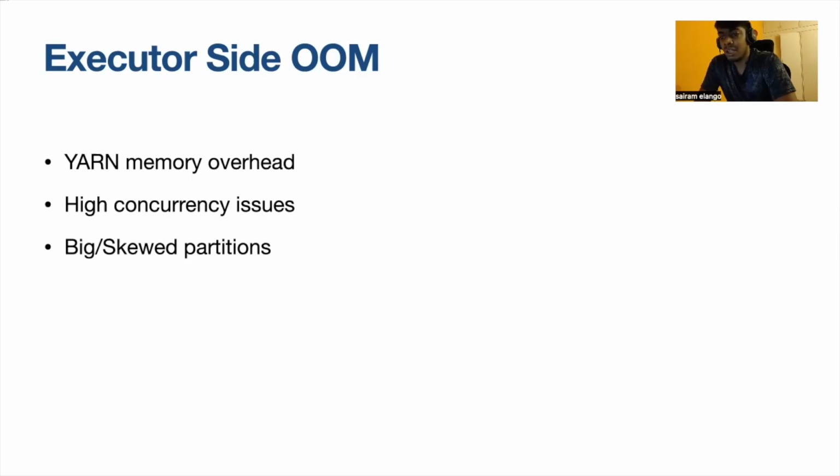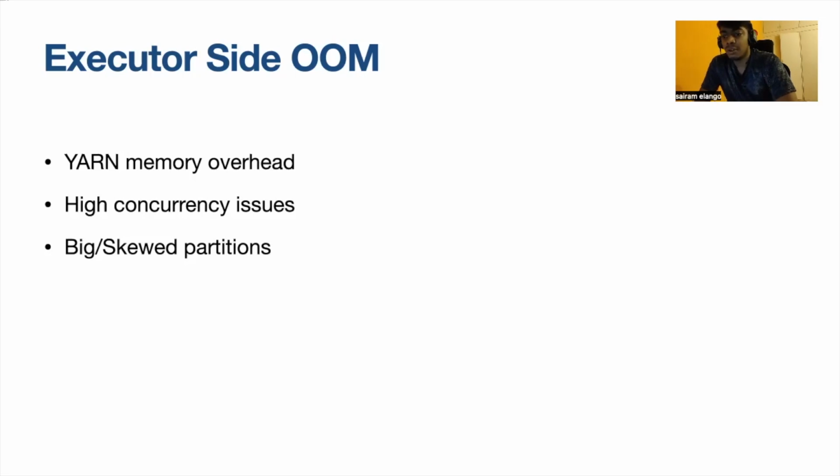Usually our data is in a compressed format, that is in Parquet or ORC file format, and during processing the executor will uncompress the data. So apart from the metadata, the actual data will also be present in the executor when we are trying to process it. Due to this skewing of partitions, you will face an executor side out of memory issue as well.